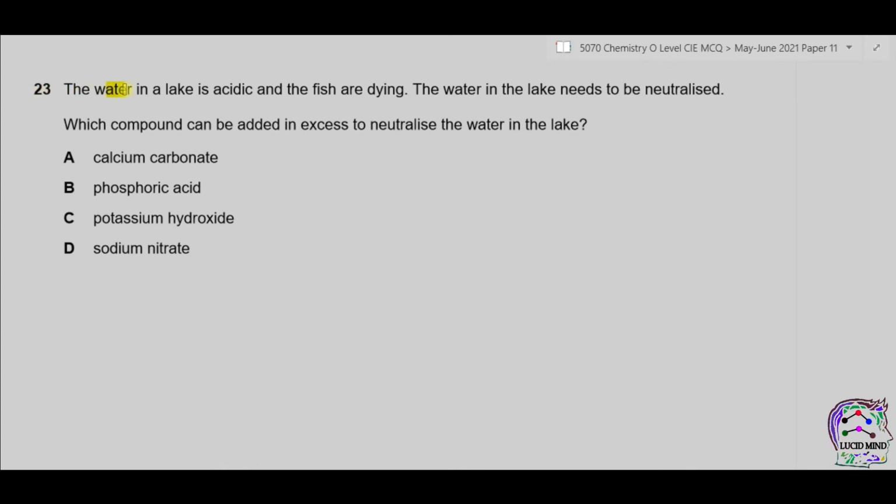Question 23. The water in a lake is acidic and fish are dying. The water in the lake needs to be neutralized. Which compound can be added in excess to neutralize the water in the lake? Part A, we have calcium carbonate. Now calcium carbonate can react with acid to form salt, water and carbon dioxide. So therefore this can be used to neutralize the acid, as acid is converted into salt and water.